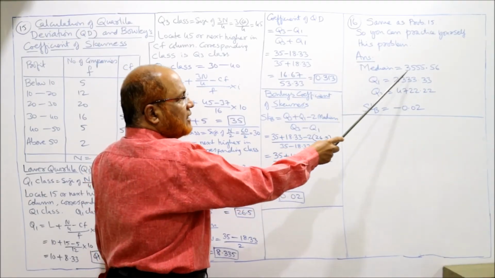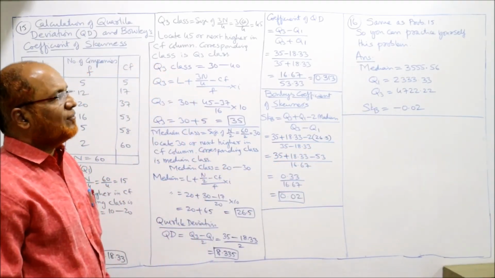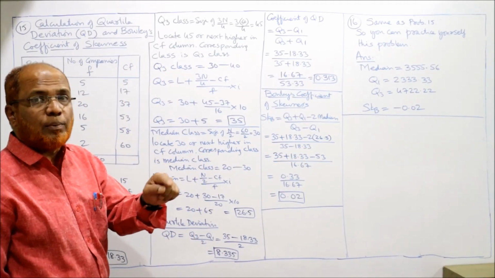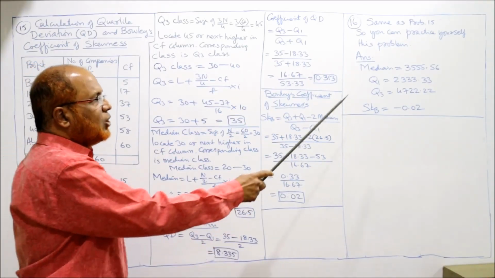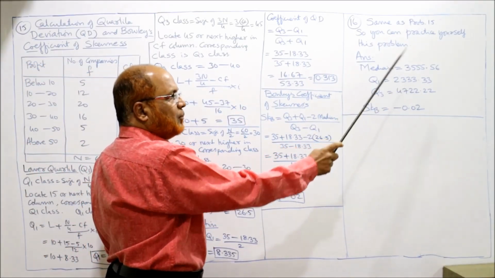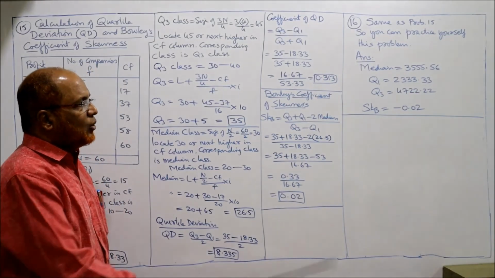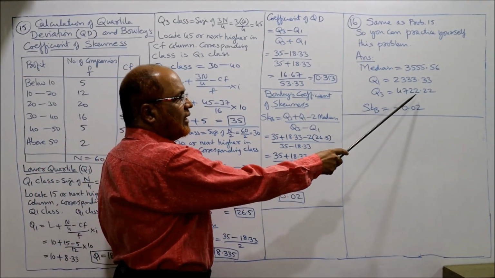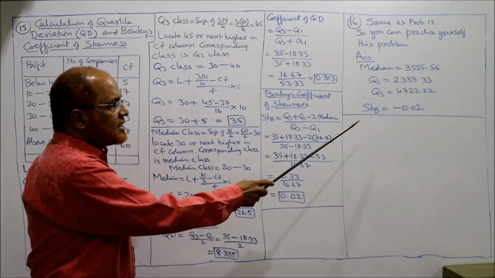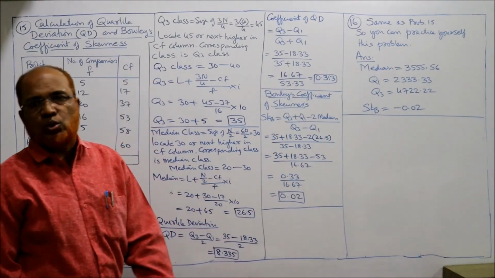Answer. Median 3,555.56. So if you do the problem, you'll get this answer. Then Q1, 2,333.33. And Q3, 4,722.22. And SKB, you will get minus 0.02.